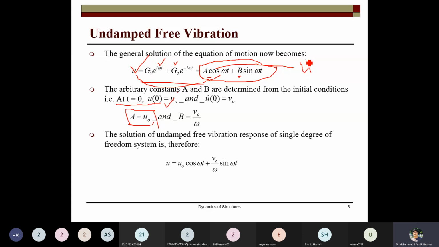When you compute u dot, the derivative becomes minus A omega sin omega t plus B omega cos omega t.